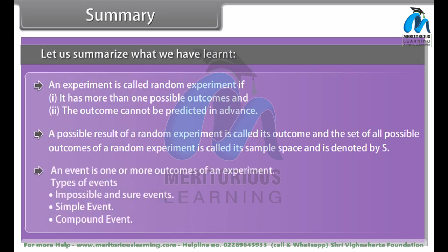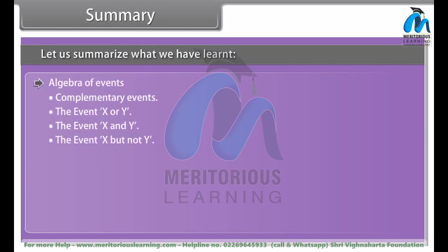An event is one or more outcomes of an experiment. Types of events. 1. Impossible and sure events. 2. Simple event. 3. Compound event. Algebra of events. 1. Complementary events. 2. The event X or Y. 3. The event X and Y. 4. The event X but not Y.